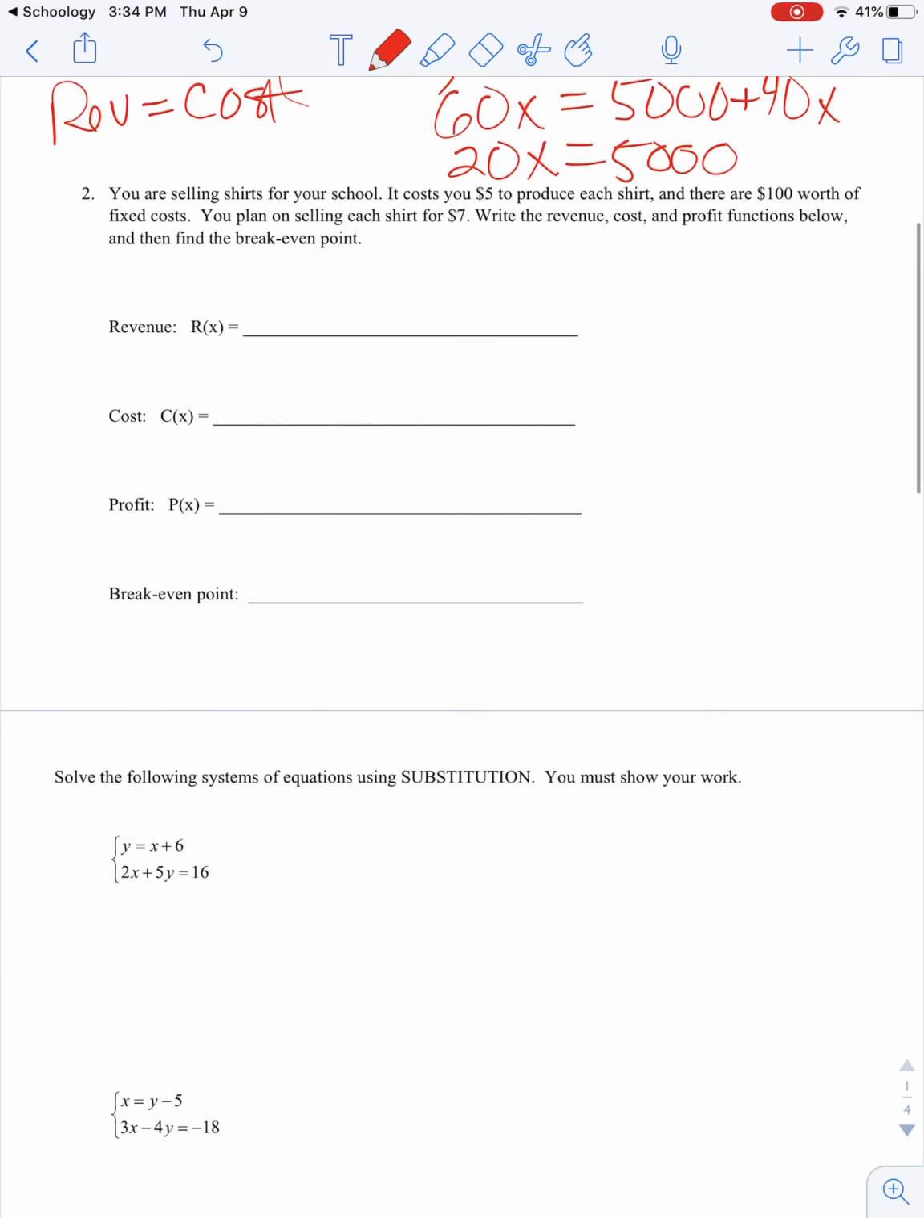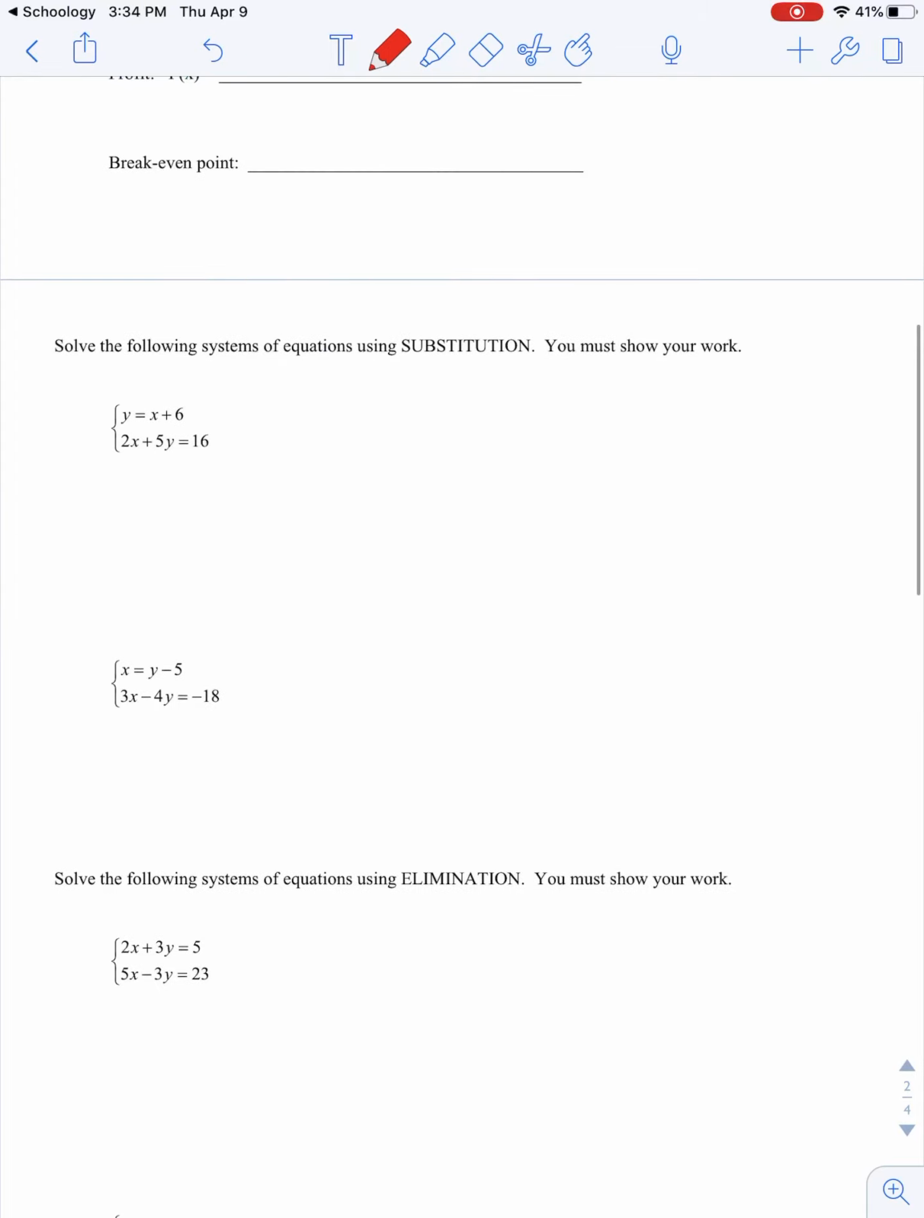Okay, so I'll let you go ahead and try number 2 using the answer key and seeing if you can solve it from there.